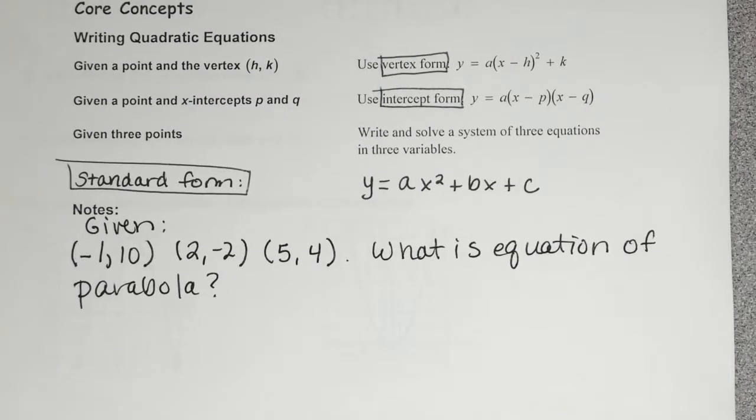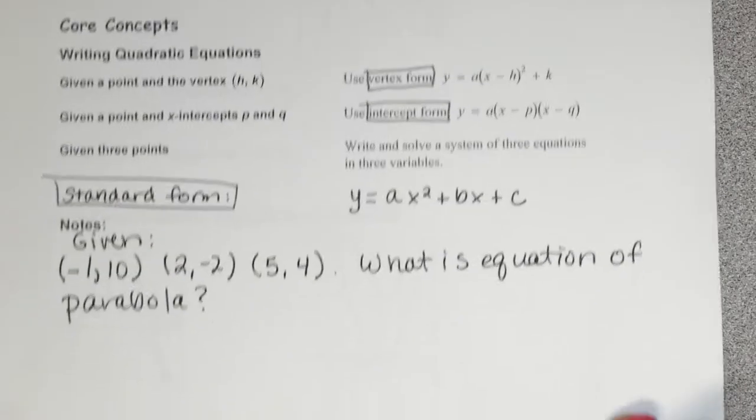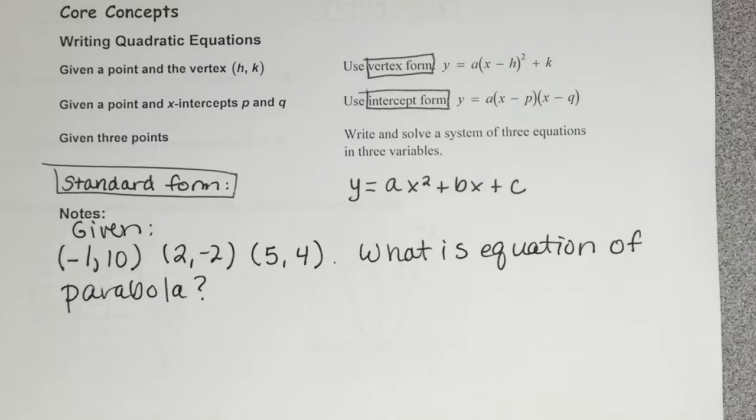Okay, guys, open your student journal to page 41. This is section 2.4. If you look at our goals up there, we want to be able to write the equation of a parabola in vertex form, intercept form, and standard form. So we have three ways to write a parabola. Page 41.